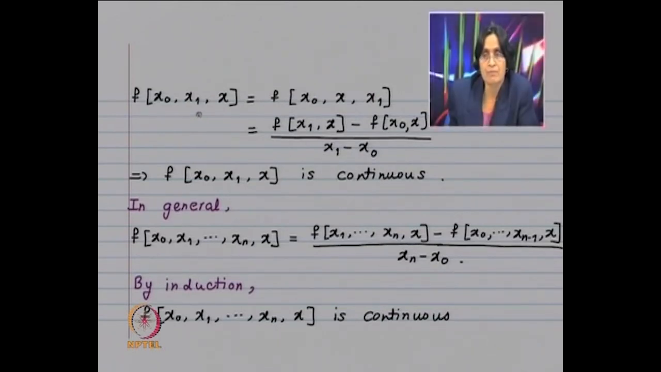Now consider the higher order divided difference. If x0 and x1 are fixed, the divided difference based on x0, x1, x is the same as the divided difference based on x0, x, x1, because it is independent of order. Now, by the recurrence relation, this will be equal to (f[x1, x] minus f[x0, x]) divided by (x1 minus x0). We have already seen that this divided difference is continuous, and you are dividing by a constant. So, this divided difference will be continuous, and in general, by induction, the divided difference based on x0, x1, ..., xn, x is going to be a continuous function.